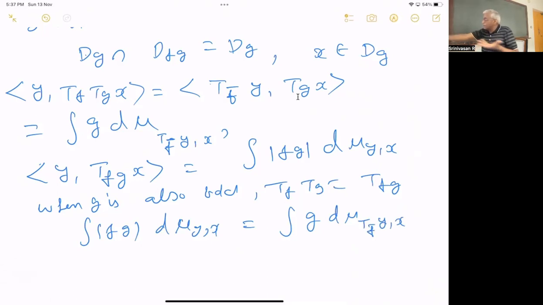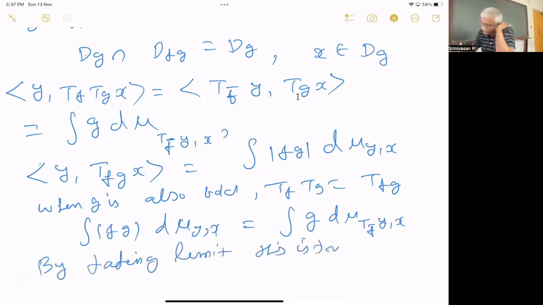Now you apply the dominated convergence theorem. MCT is enough, I think. Now you're taking the limits, so by taking limits, you justify that this is true for general F, any measure of G.